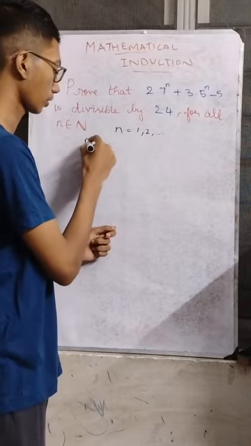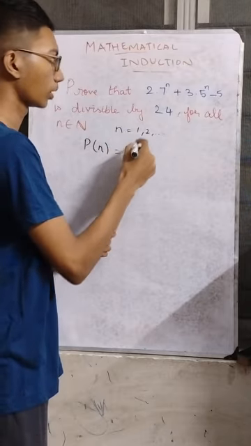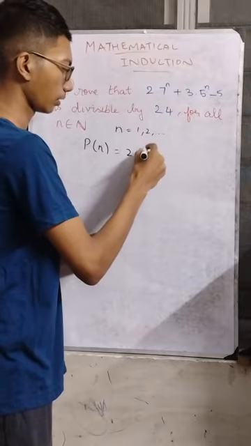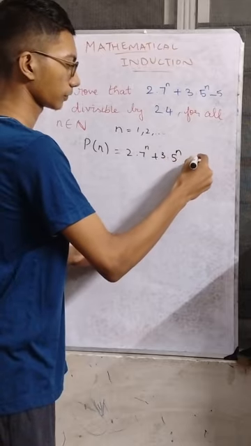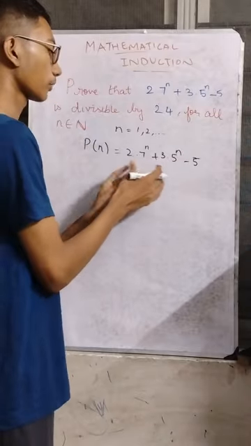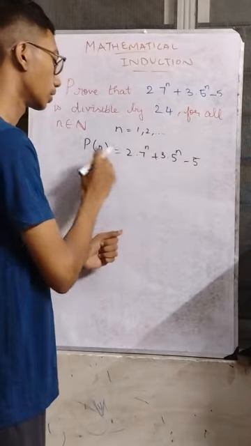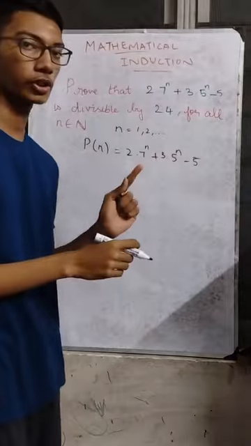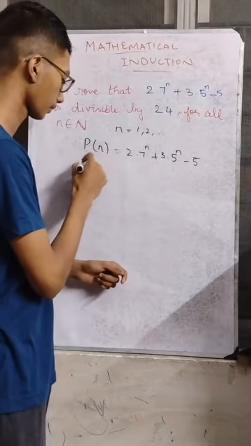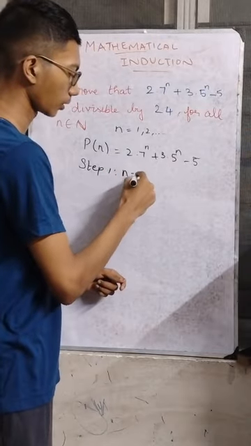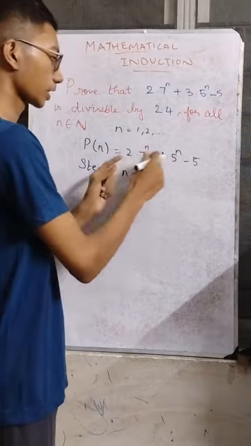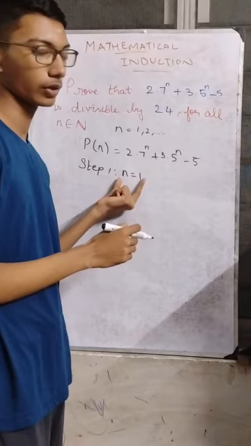So next we are going to let p of n equal to 2 times 7 power n plus 3 times 5 power n minus 5. I need to check if this is divisible by 24. So this is p of n. So the first step in mathematical induction is step 1: put n equal to 1.